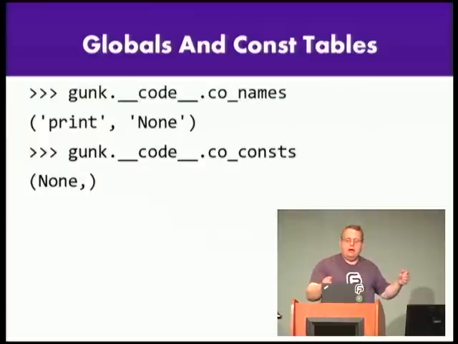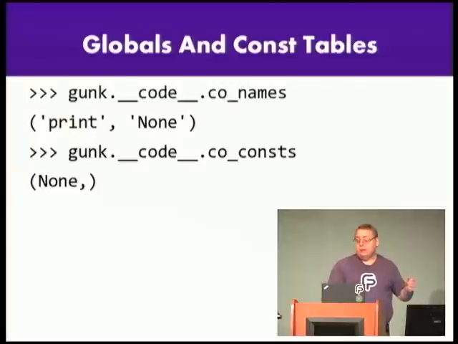co_consts, this is an array, or specifically a tuple of constant values. These are Python literals that can be serialized, that can be marshaled. And the only one we refer to is None, so here it is.